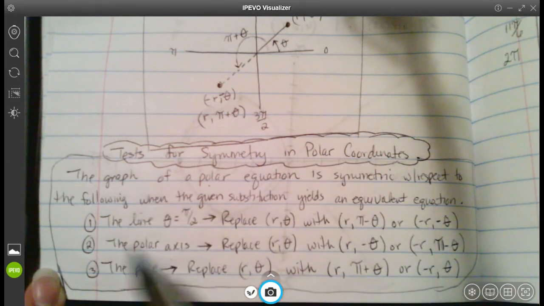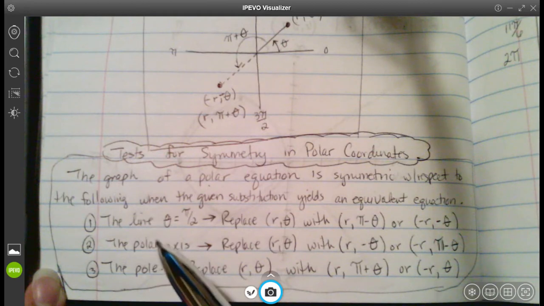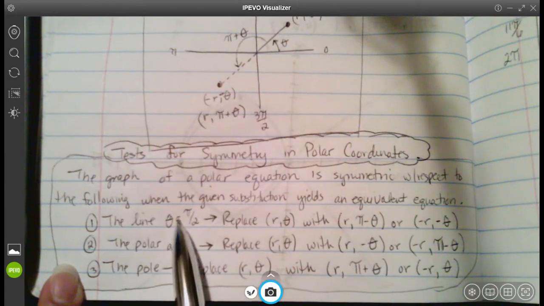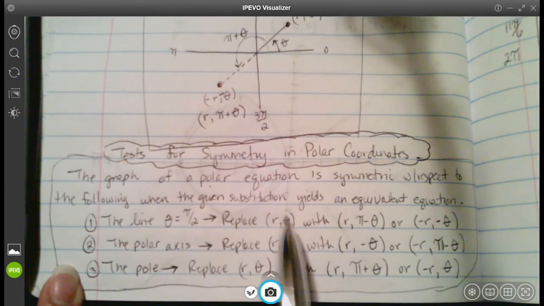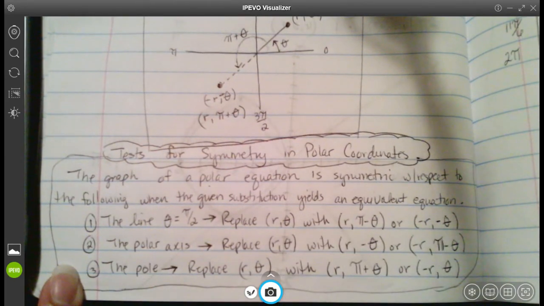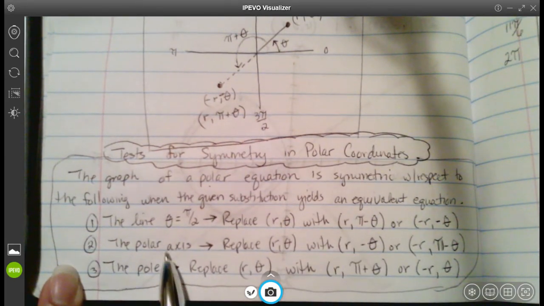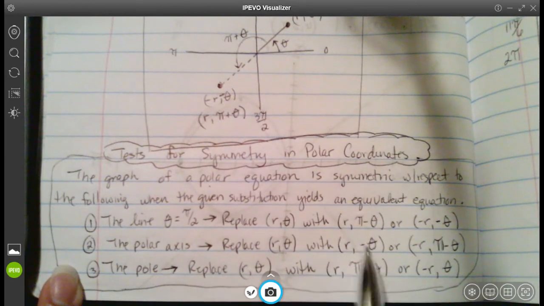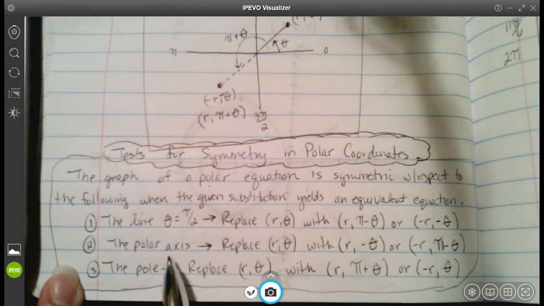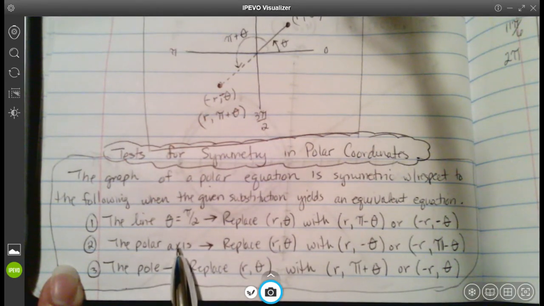Okay, so let's take a look at some of the tests for these symmetry patterns. The equation is symmetric with respect to the following, and we can use the following substitution. So if it's over the line theta equals pi over 2, we can replace our theta with this or this, whichever one you prefer. Same thing with the polar axis, we can replace it with something a little different where r is positive and theta is negative. So this is like your even symmetry.